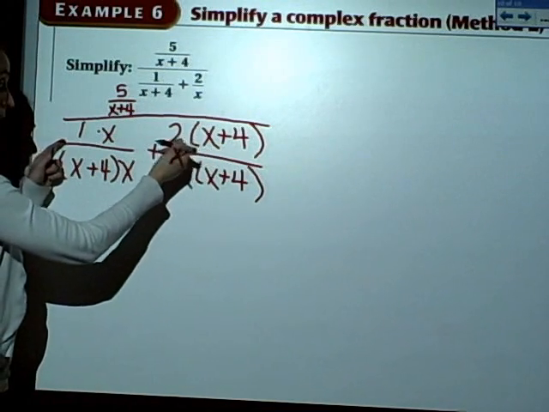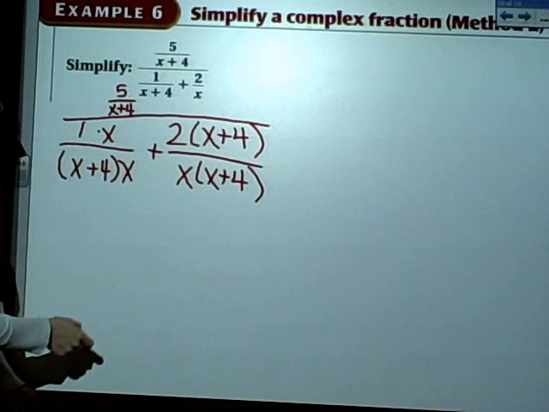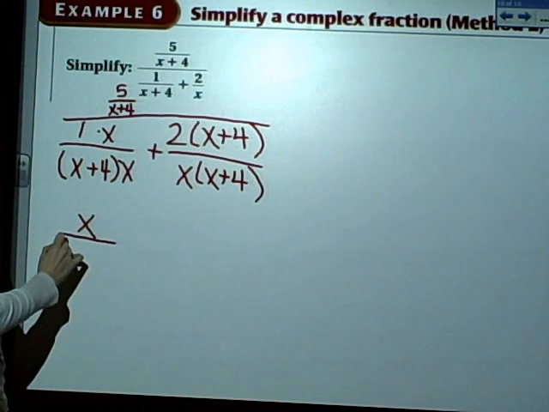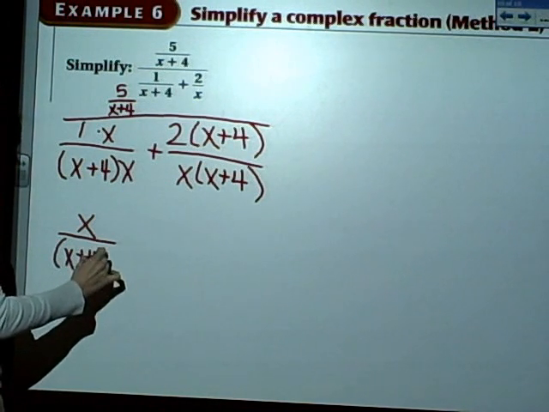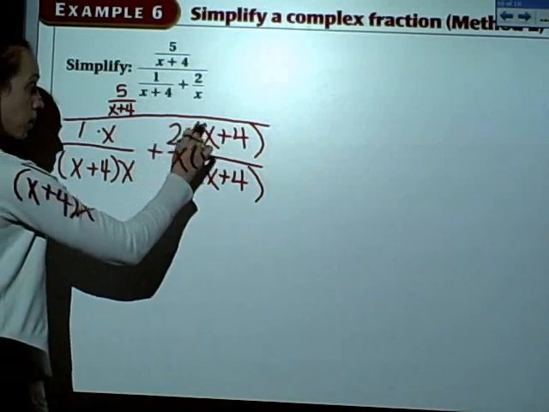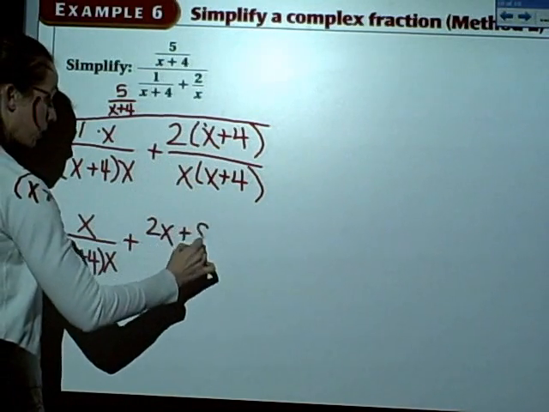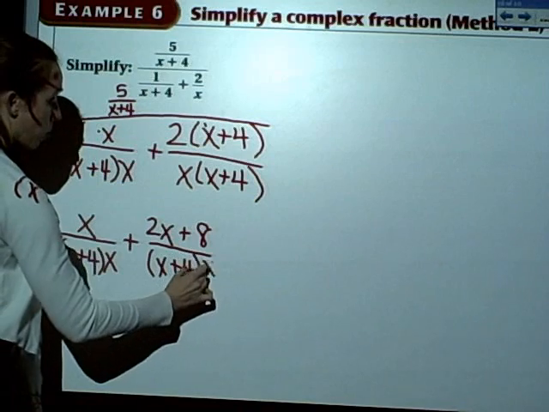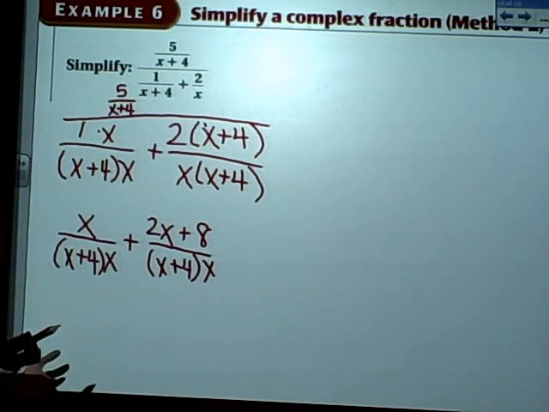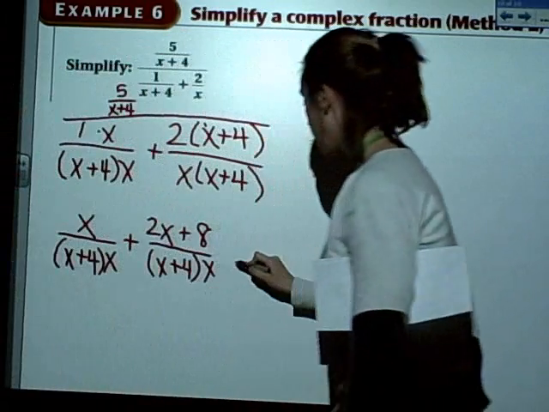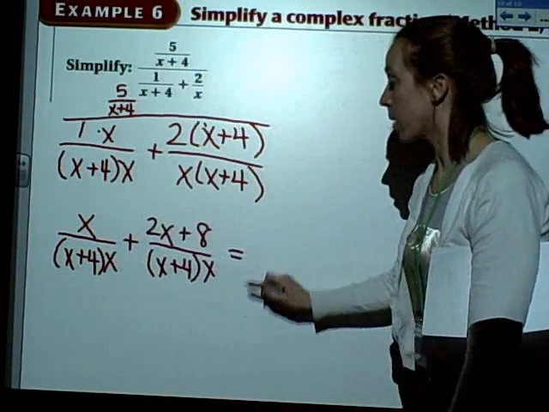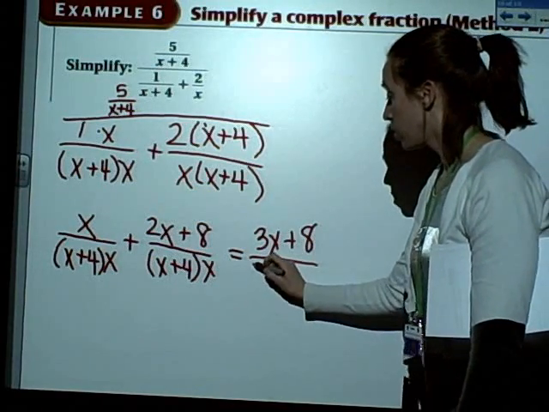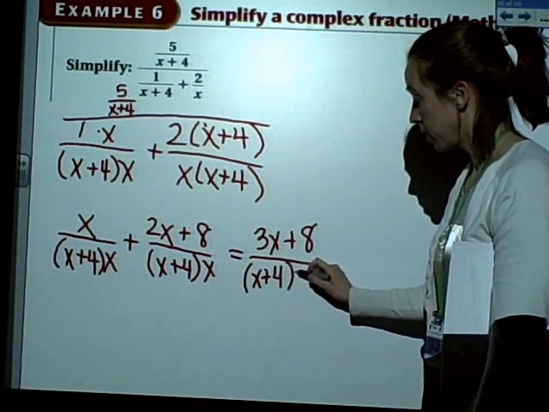Now we're going to go ahead and add them. We might want to actually distribute first. It'll make life easier. So we have x over x plus 4 times x plus, and we're going to distribute 2x plus 8 over x plus 4 times x. Remember, it doesn't matter what order they're in. You can switch them around because it's multiplication. So now we're going to add. x plus 2x is 3x, and then 8 is a constant. It doesn't match up with anything. So we have this over x plus 4 times x.